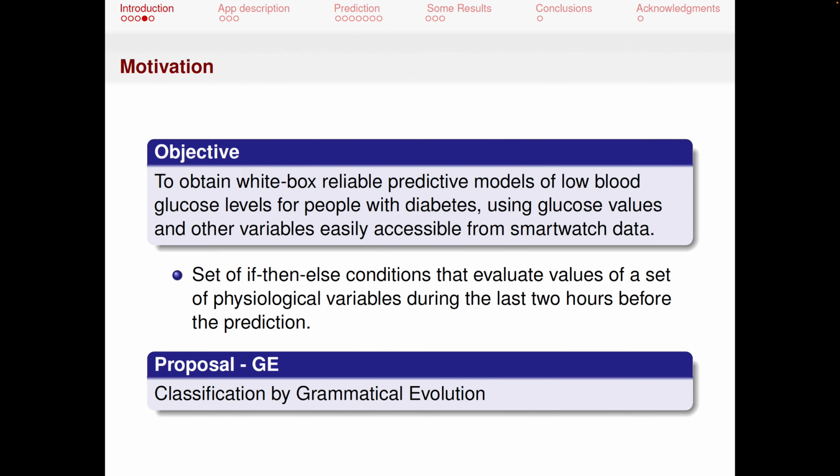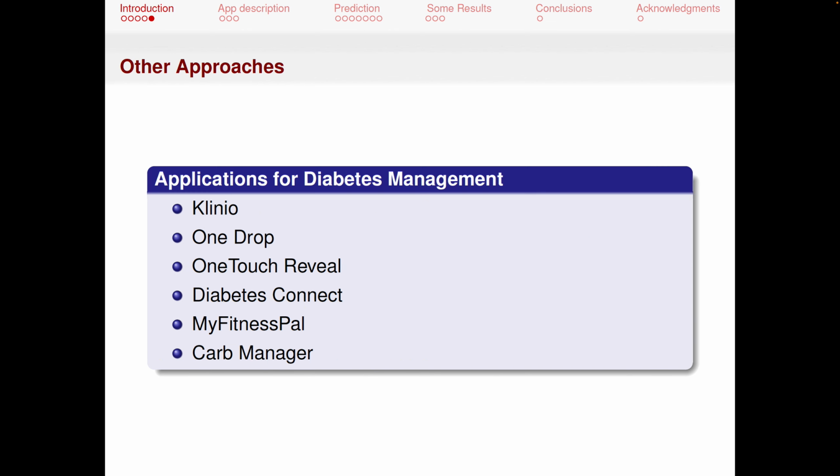So the motivation of the work is to obtain reliable predictive models of low blood glucose levels and also high blood glucose levels for people with diabetes using glucose values and other variables easily accessible from smartwatch data. And moreover, we want to include this in a mobile application that can help people with diabetes to manage those situations. At the end, we are going to produce a set of if-then-else conditions that evaluate the values of the variables during the last 2 hours before the prediction, and with these conditions generate a signal. In other words, what we are going to do is to solve a classification problem by grammatical evolution.